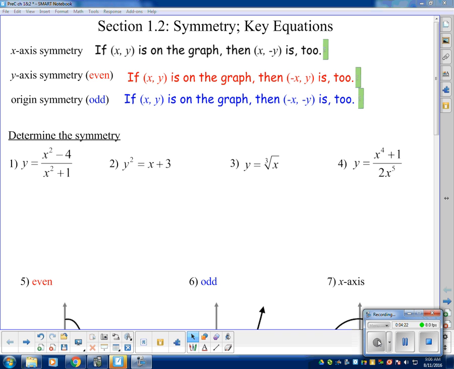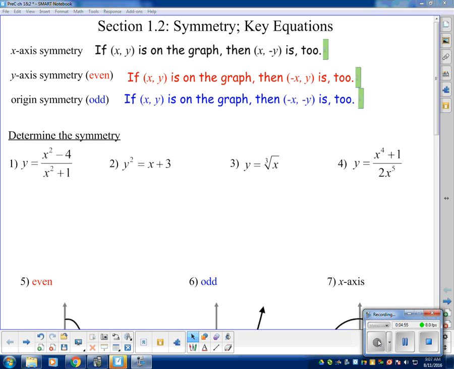So to determine the symmetry algebraically, here's what we do, and you may have done this last year. You look at the equation here, the function. Here's number 1. If you're going to test for each, we really don't want to test for each one. It's kind of nice if you have an idea of which one it might be. For example, to be even, what this is saying is that you get the same y output regardless of whether you put x or negative x in.